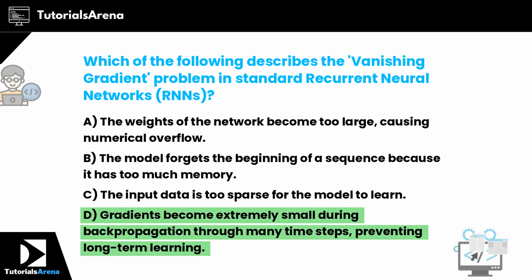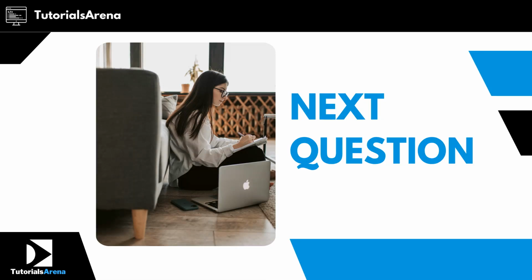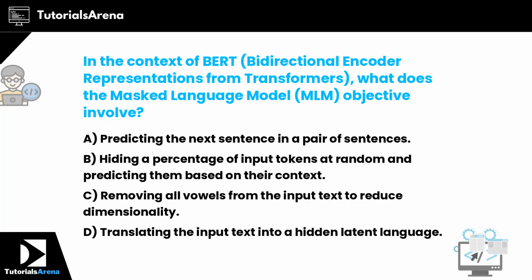The correct answer is option D. Gradients become extremely small during backpropagation through many time steps, preventing long-term learning. In the context of BERT, Bidirectional Encoder Representations from Transformers, what does the masked language model, MLM, objective involve?